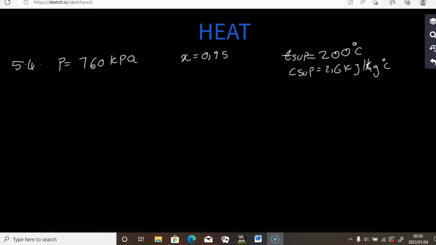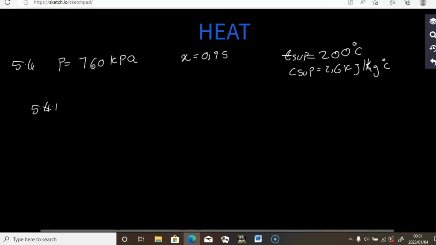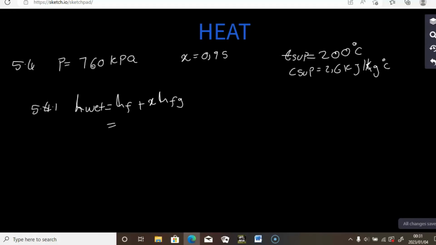So we're asked to calculate for what? The wet steam, which is 5.4.1, is H wet. We know it is given by HF plus X HFG. We go to the steam table to extract these values.